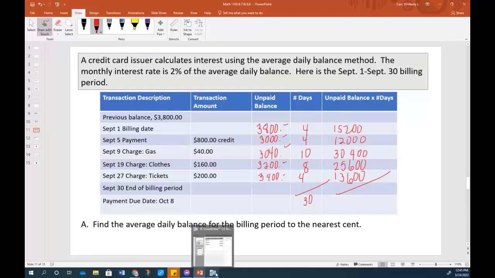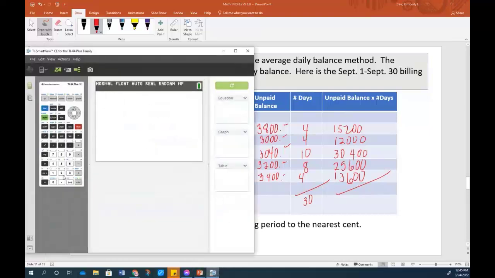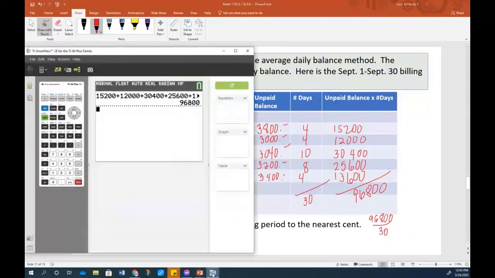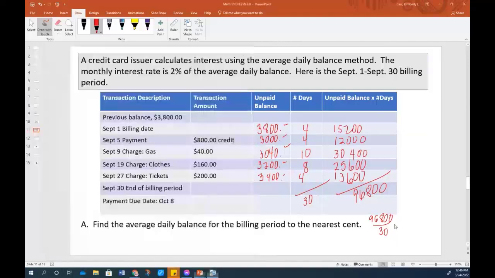So I've got to get my calculator now, and I need to add all these up. So I'm going to hit clear. I'm just going to start with a clean slate. I've got 15,200 plus 12,000 plus 30,400, 25,600, 13,600. So 96,800. And when I calculate this down here, then I have 96,800 divided by 30, because there's 30 days in the month they're dealing with, September. So my average daily balance is $3,226.67.